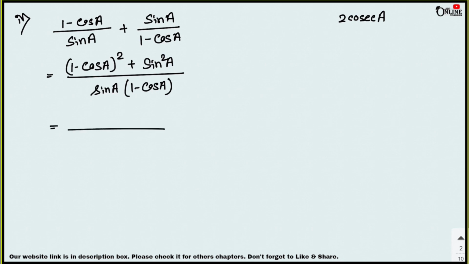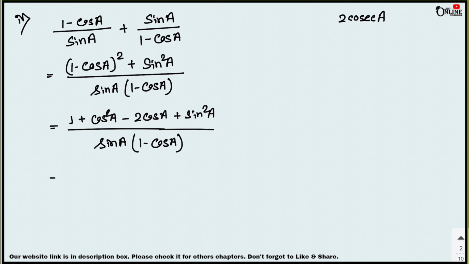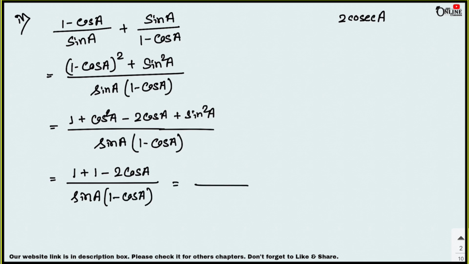So 1 minus cos A whole square means A minus B whole square formula. So A square then plus B square minus 2AB, then last one sin square A, and in the denominator sin A into 1 minus cos A. Now you know that cos square A plus sin square A equal to 1. So 1 plus 1 minus 2 cos A. Here sin A, then 1 minus cos A. So 1 plus 1 2, 2 minus 2 cos A. If 2 common, it will be 1 minus cos A. So 2 into 1 minus cos A, 1 minus cos A.